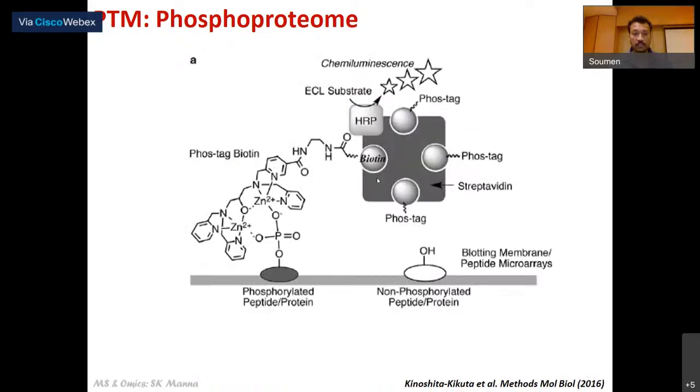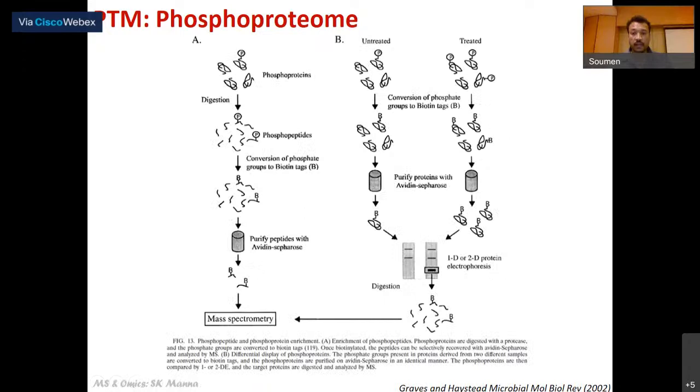So you have the phosphorylated peptides, and then you can bind them to the biotin-tagged reagent, and then you can purify that on an avidin column, and then you can measure the abundance of that tag. Now that you have a specific tag which you can monitor by mass spectrometry, you can identify the level of where the phosphorylation has happened, and between treated and untreated, what is the level of it.